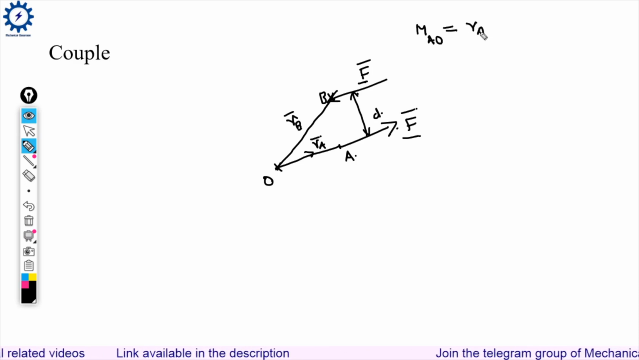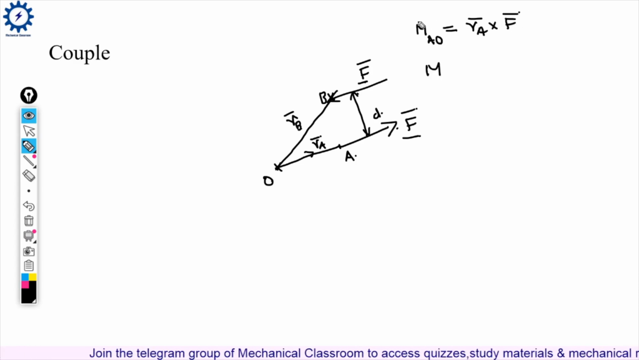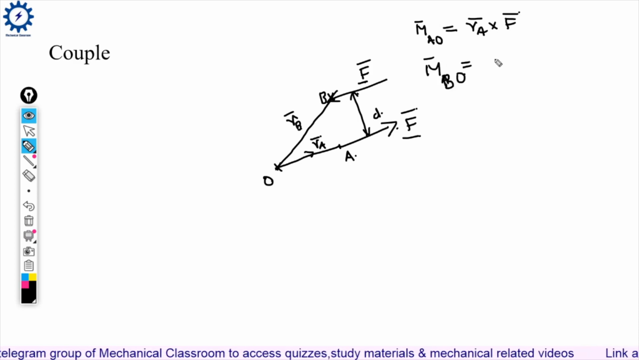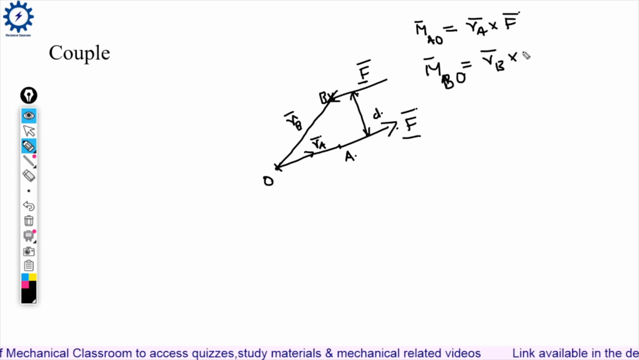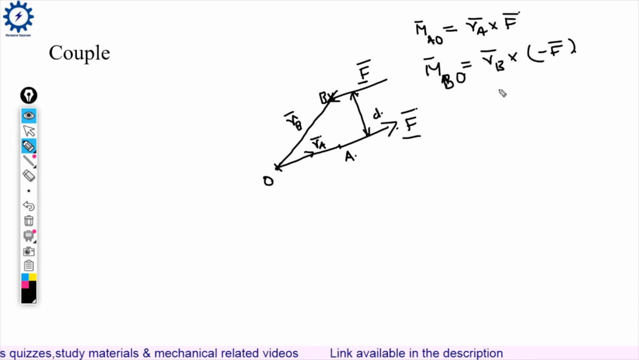We have vector RA cross vector F. The moment of force F at B about O equals position vector RB cross minus F. Since this force is opposite to this force, we are taking minus here.